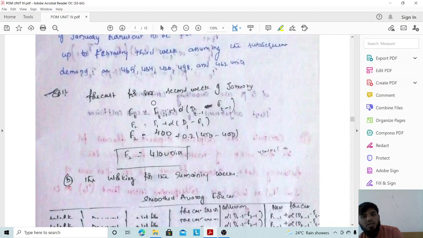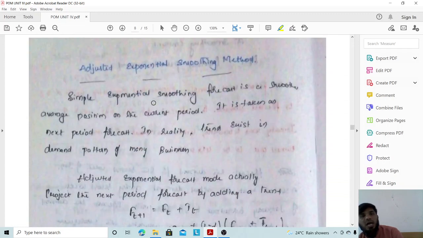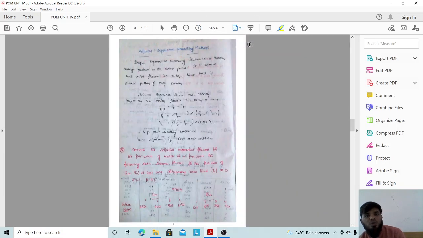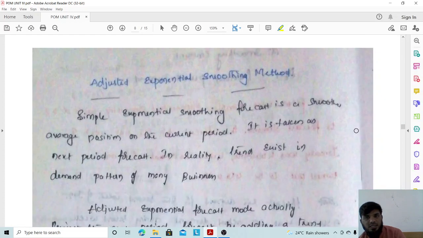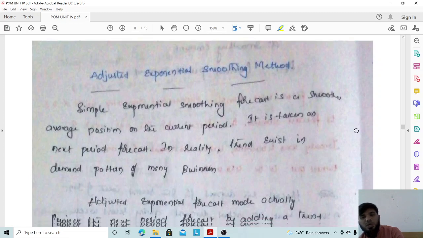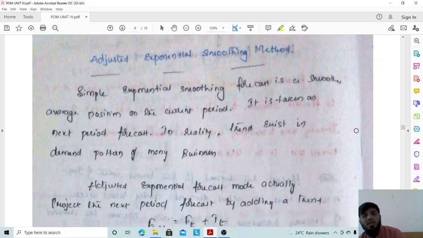Now, in the next step we are going to update this technique by using the adjusted exponential smoothing method. What is the difference between the simple exponential smoothing method and the adjusted exponential smoothing method? In the previous method we gave importance to previous data, that is demand and forecast. In this method, along with that, we will give importance to the trend. There will be some trend for every product.